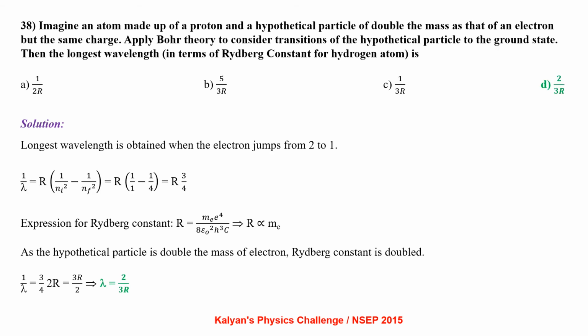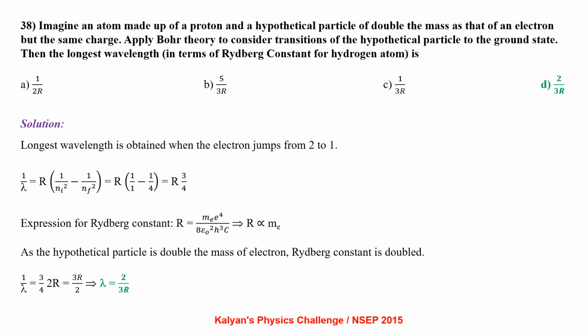Imagine an atom made up of a proton and a hypothetical particle of double the mass as that of an electron but the same charge. Apply Bohr's theory to consider transitions of the hypothetical particle to the ground state, then the longest wavelength in terms of Rydberg constant for hydrogen atom is.